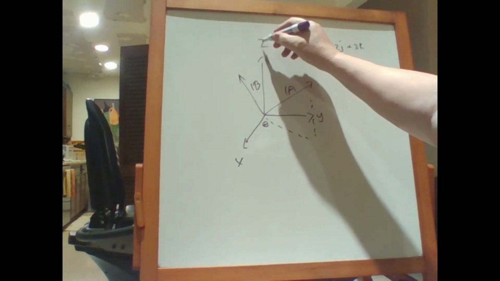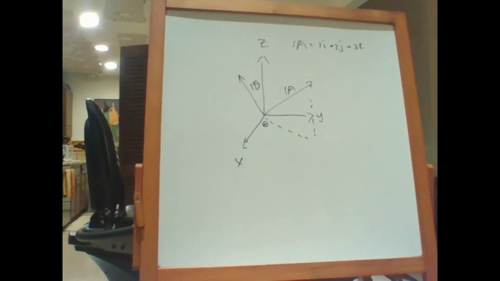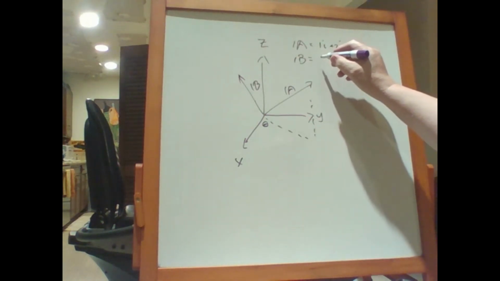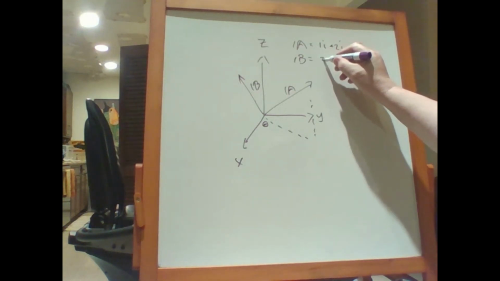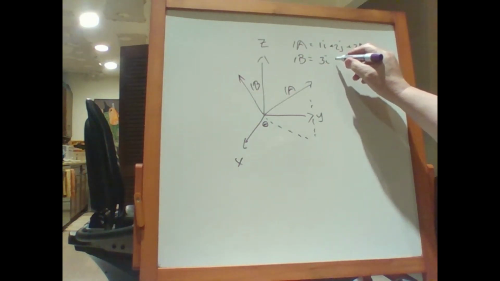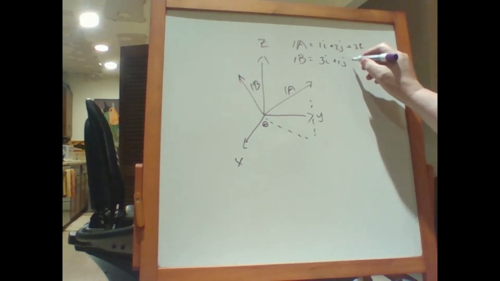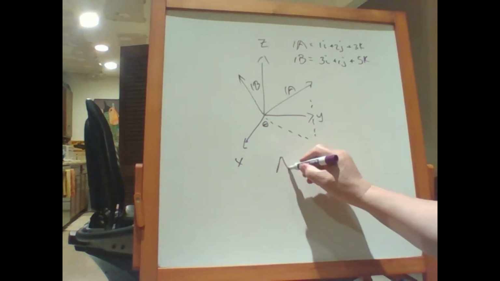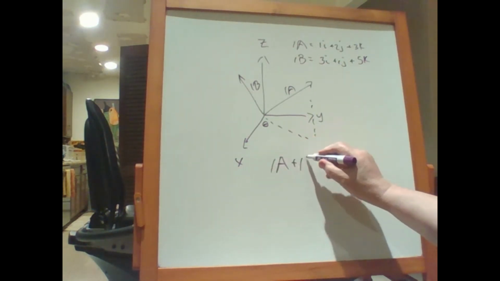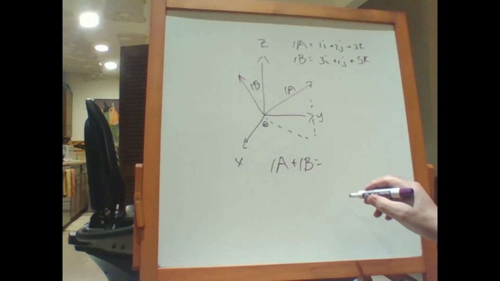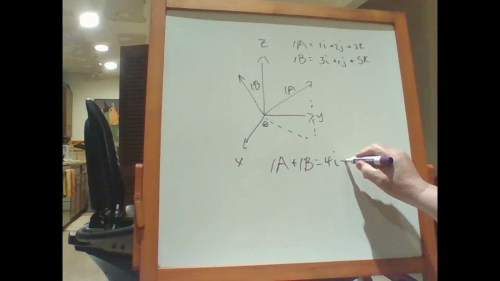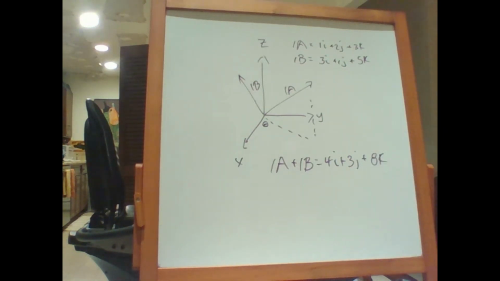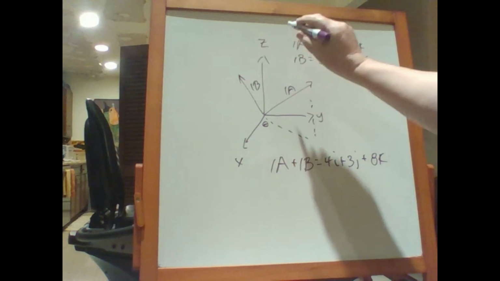K is the Z direction, and B is 3I, 1J plus 5K. And so A plus B would be equal to 4I plus 3J plus 8K. That would be something in between that goes up that way.